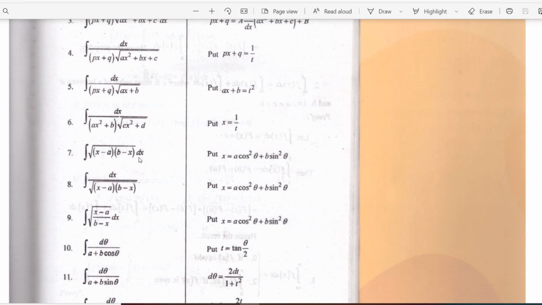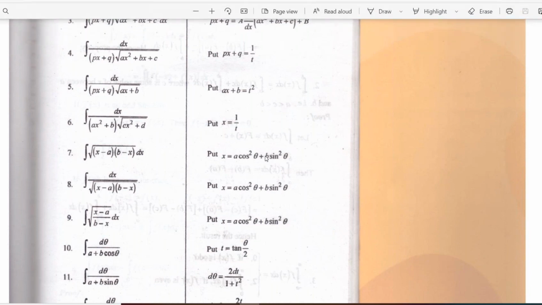And what is the next type? Integral square root of (x minus alpha) into (b minus x) dx. For this type, we are using the substitution that x equals a cos square theta plus b sin square theta.